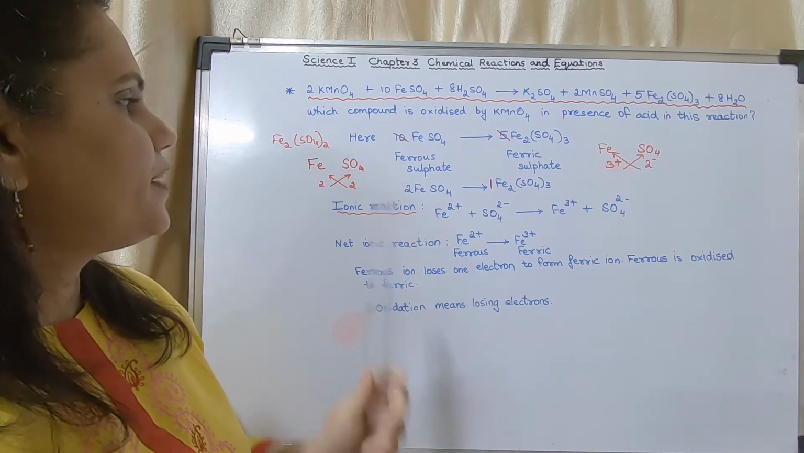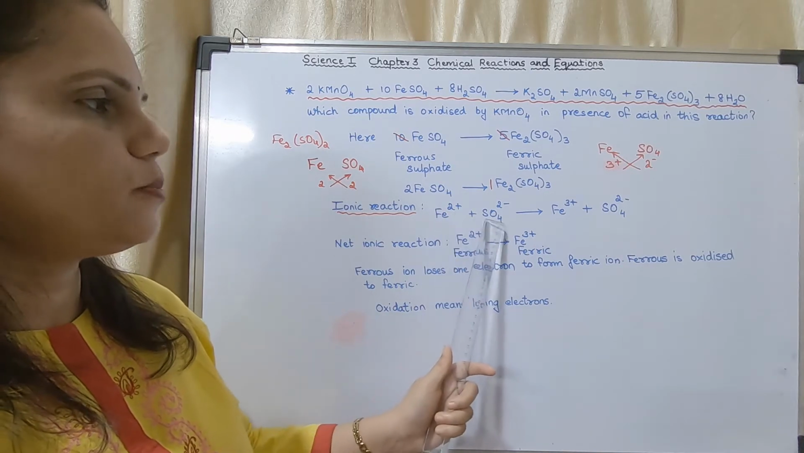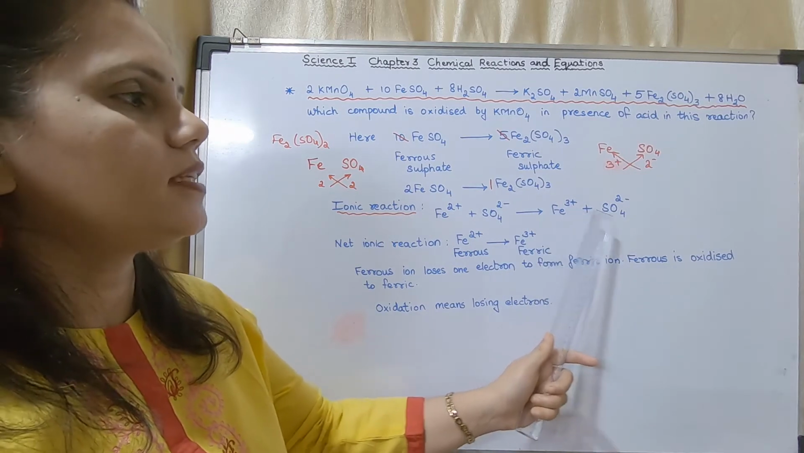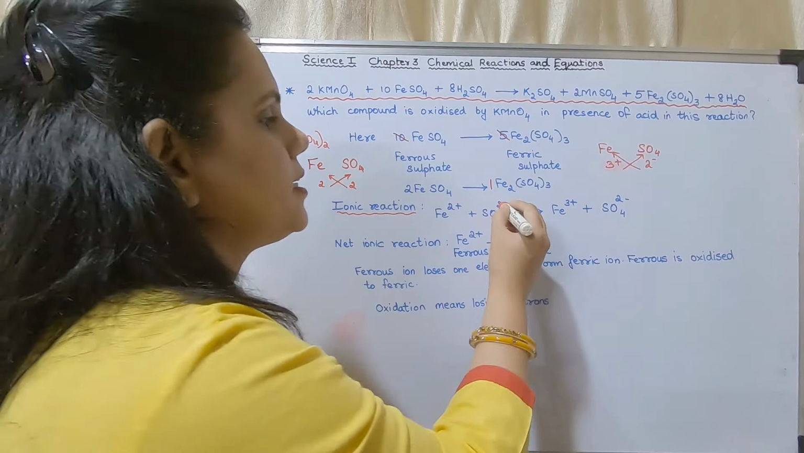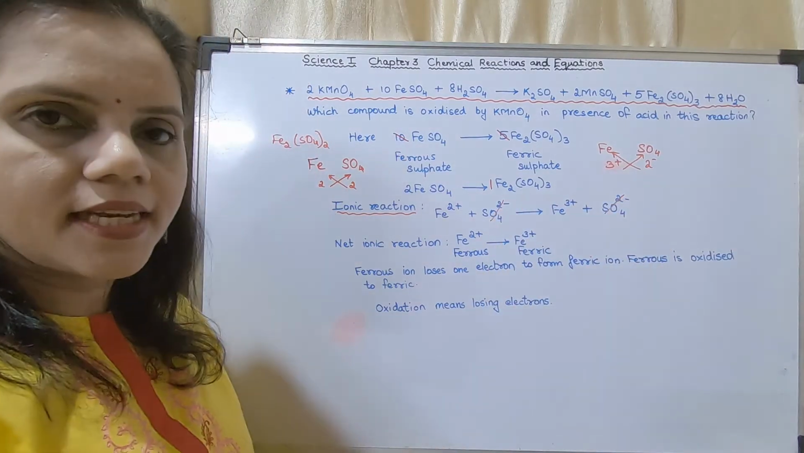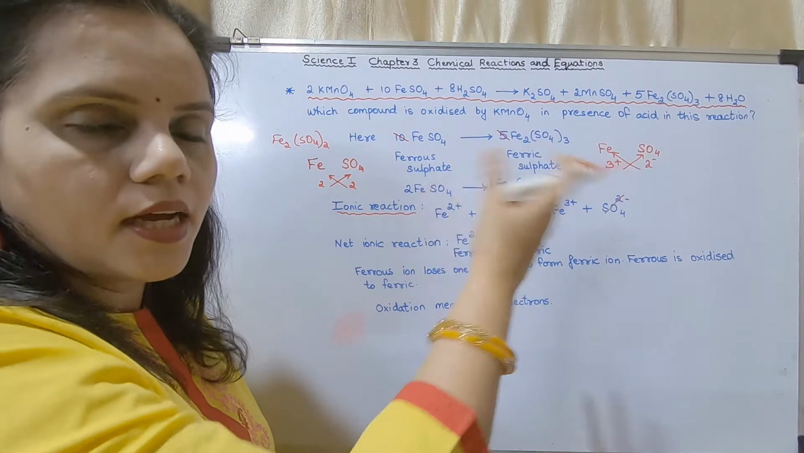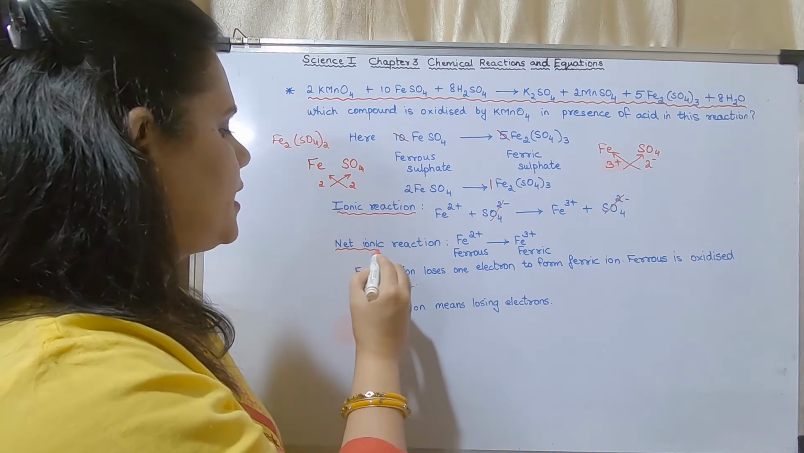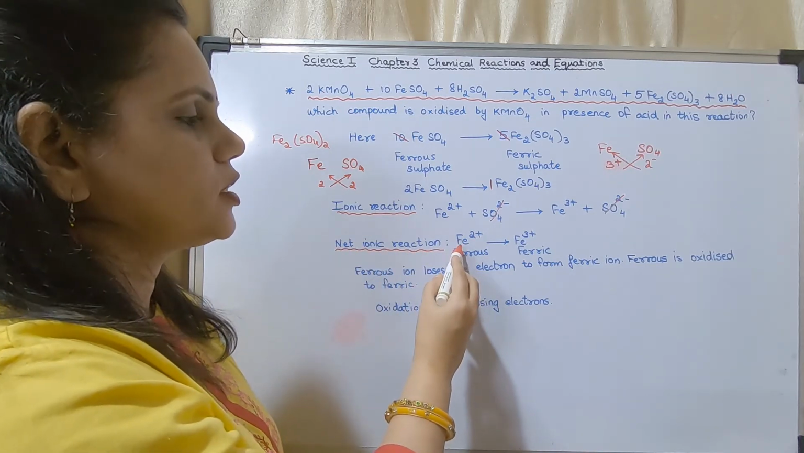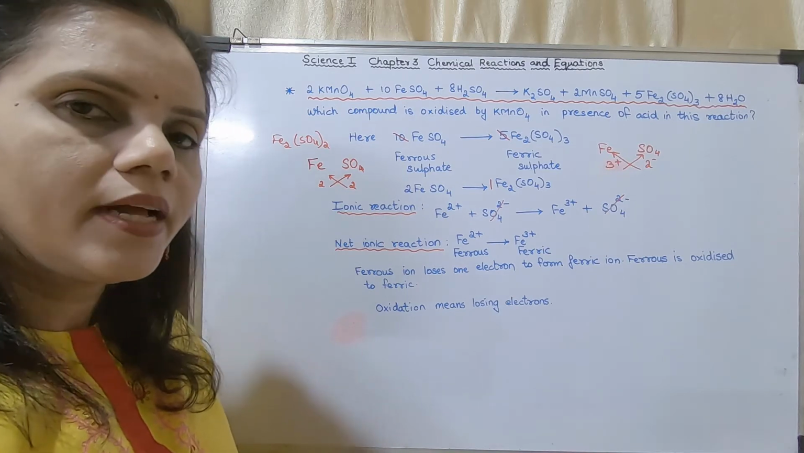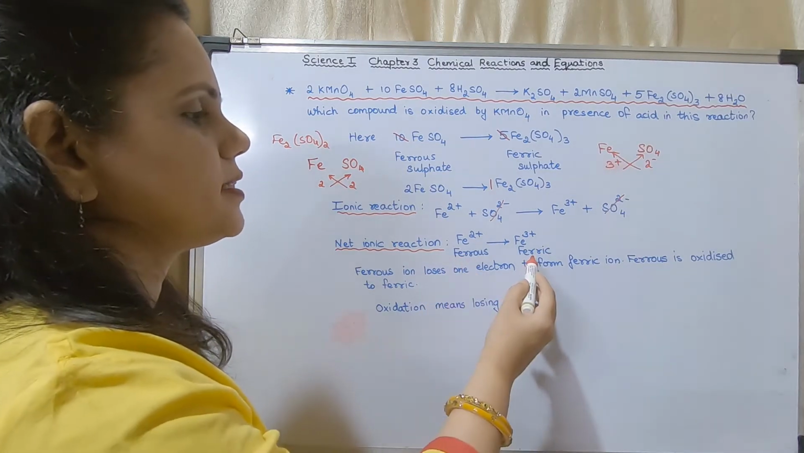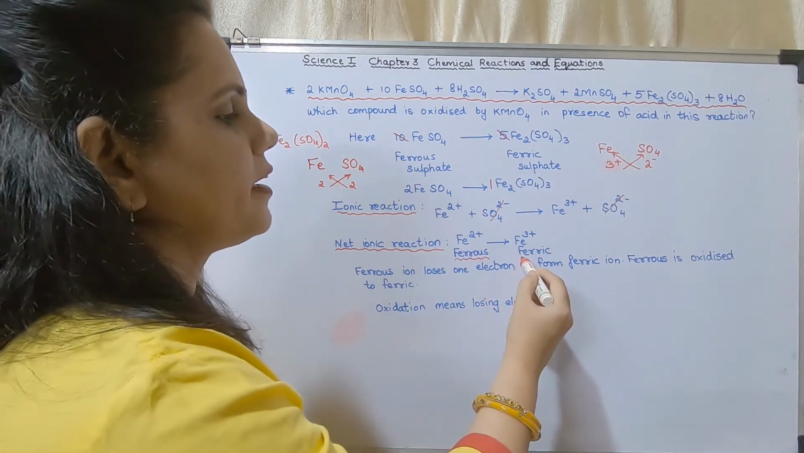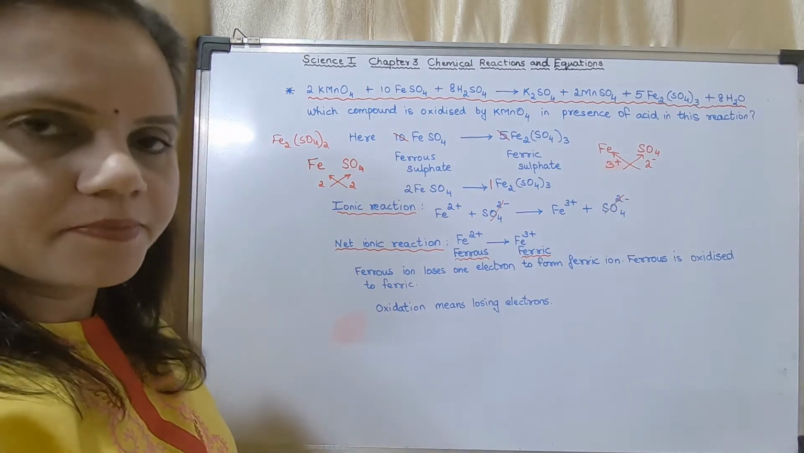So here FeSO4 is Fe2+ plus SO4 2-, and Fe2(SO4)3 is Fe3+ plus SO4 2-. This SO4 2-, SO4 2- is getting cancelled because they are on opposite sides. What is remaining? Fe2+. So what is the net ionic reaction? The net ionic reaction is Fe2+ getting converted into Fe3+. So ferrous is getting converted into ferric. This Fe2+ is called ferrous and Fe3+ is called ferric.